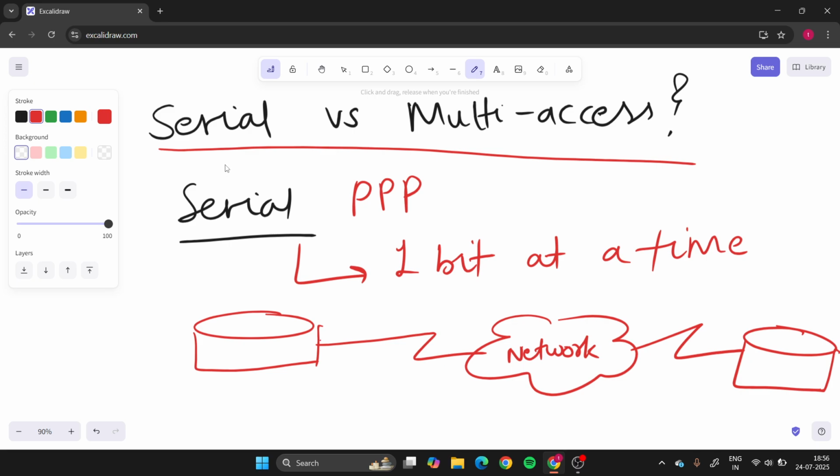There's only one. So as you can see, this is the only one channel, one wire goes across the internet, and it is transmitting only one bit at a time. So it's like a serial, it's in one line. So that is PPP. That is an example of how PPP transmits data.